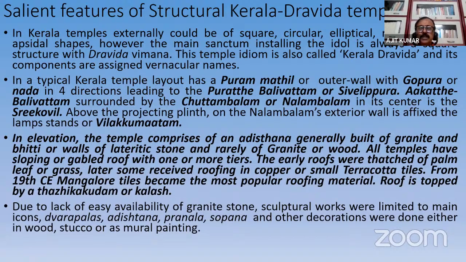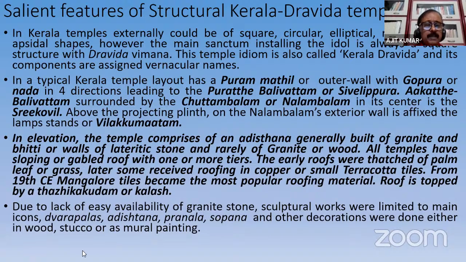The main sanctum sanctorum installing the idol is always a typical Dravidian Vimana. Externally it could be square, circular, elliptical, rectangular or apsidal in plan, but in many cases the sanctum sanctorum which enshrines the image or the idol is always built in the typical Dravidian Vimana style. The external forms have sloping roofs, and the sanctum sanctorum always in the center has this typical Dravidian Vimana. Since it's a merger of these two sides, that is how the Kerala Dravidian nomenclature for this particular temple comes up.